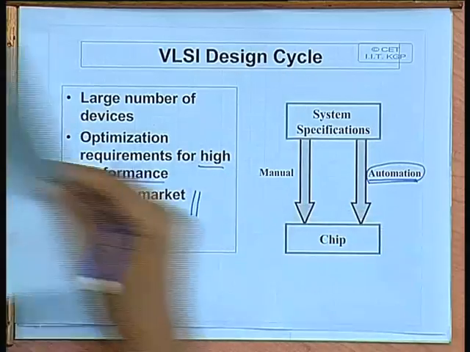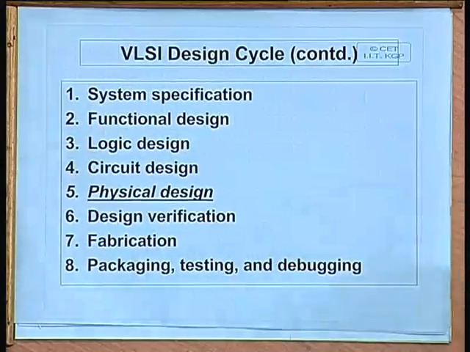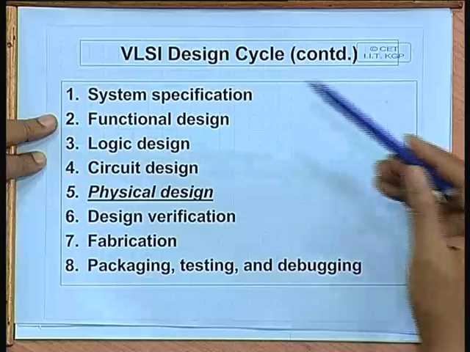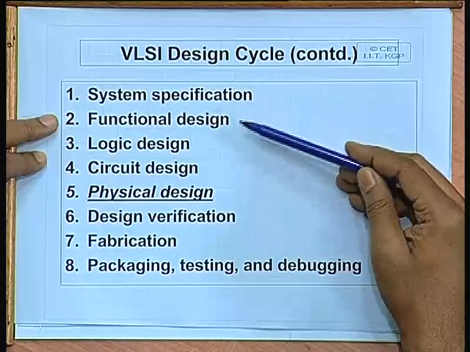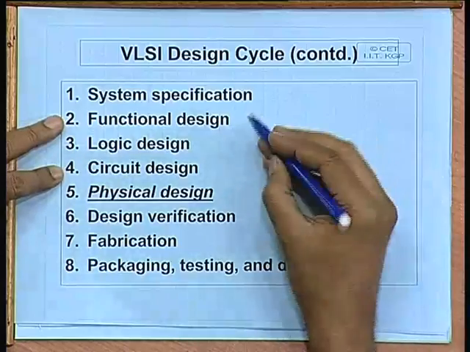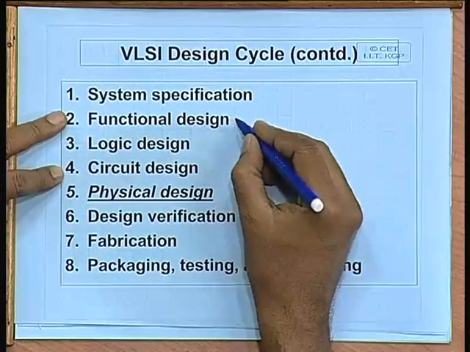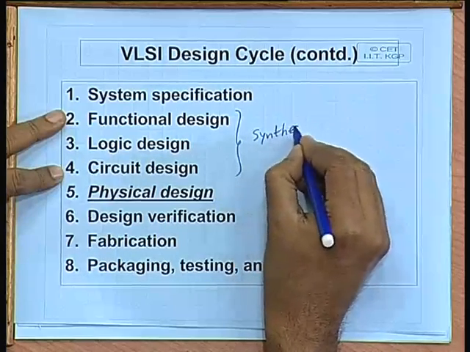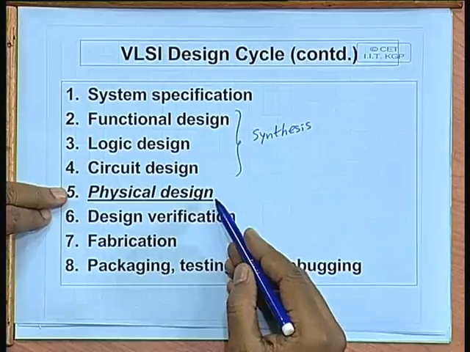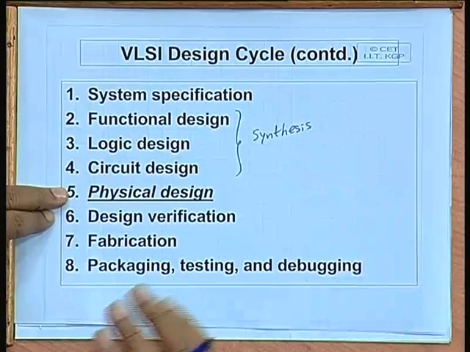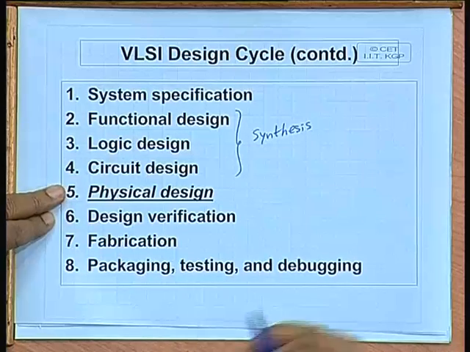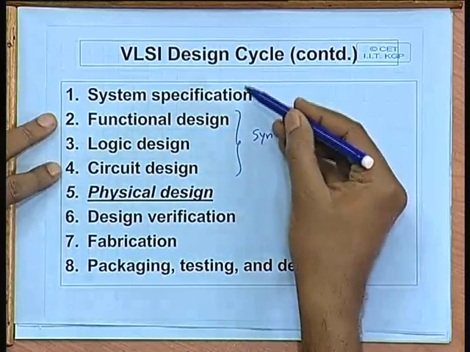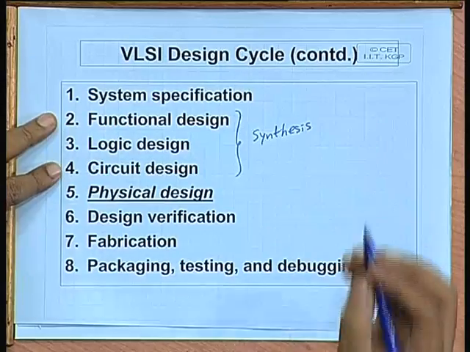Now, in the VLSI design cycle, I had already mentioned earlier at the very beginning that there are a number of different steps we need to go through, starting from the system specification, functional design, logic design, circuit design. They fall under the purview of synthesis. Then you will have to carry out physical design to arrive at the layout possibly, if the target is an ASIC, design verification, fabrication, and finally packaging and testing. So, there are a number of steps in the VLSI design cycle.